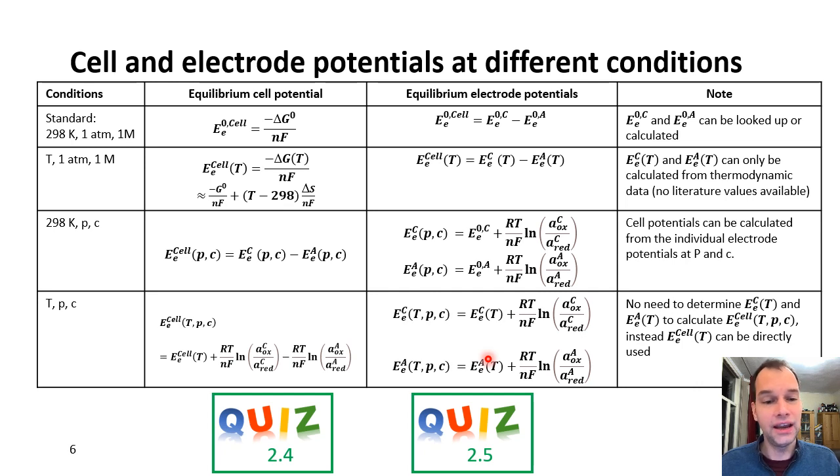So I hope this overview helps to see how things depend on temperature, pressure, and concentration, and also to make the distinction clearer between the equilibrium cell potential and the equilibrium electrode potential. Now, to practice, I recommend quiz questions 2.4 and 2.5.